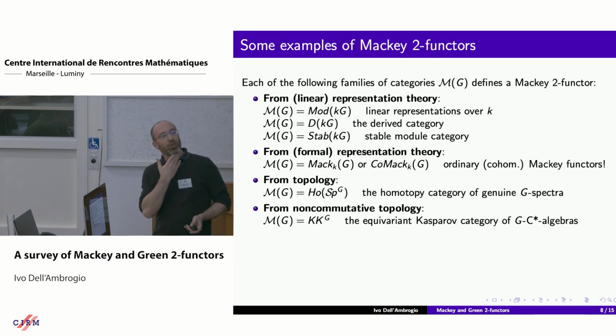Or actually, my first example was this equivariant Kasparov theory of G C-star algebras. It's a triangulated category. You can vary the group G, and it gives you an example.